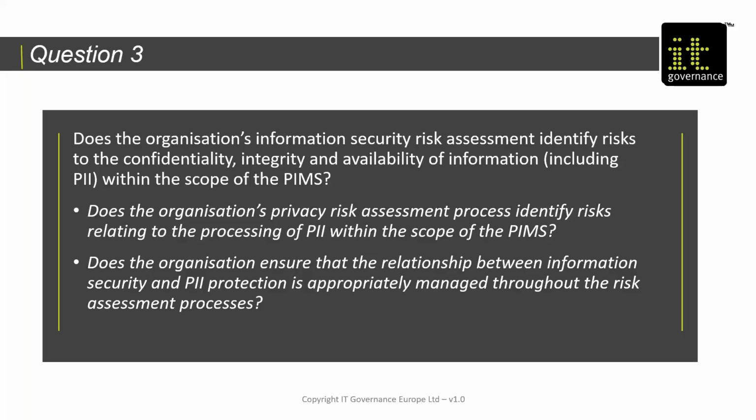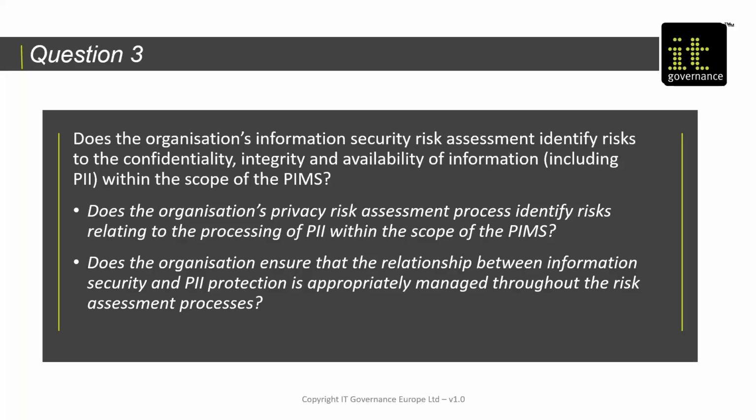The next key question: does the organisation's information security risk assessment identify risks to the confidentiality, integrity and availability of information, including PI, within the scope of the PIMS? So does the organisation have a risk management process which addresses both information security and privacy risks? Is that associated with the loss of confidentiality, integrity and availability?